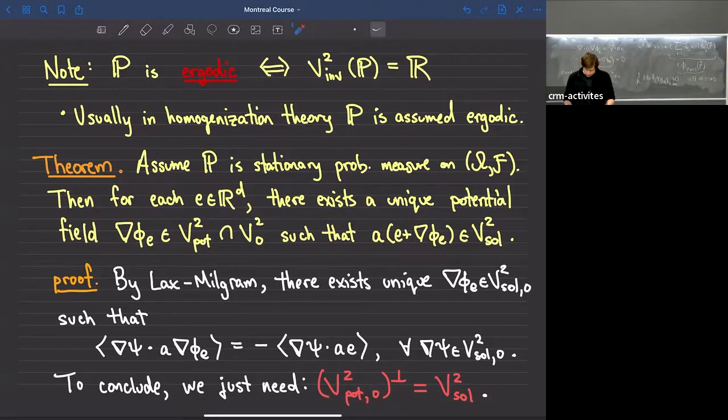That I've never presented before. So usually I've never actually seen this thing written before. But this is what you would do if you didn't want to assume ergodicity. Okay. So now what's the proof of this theorem?